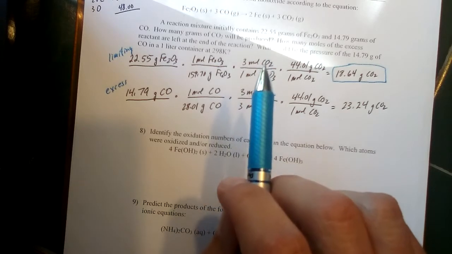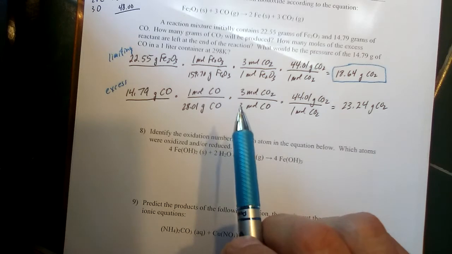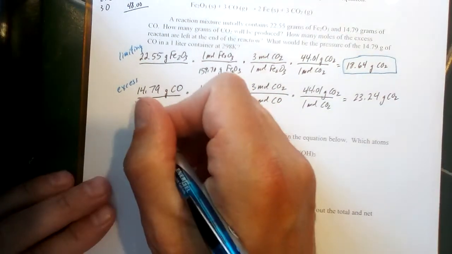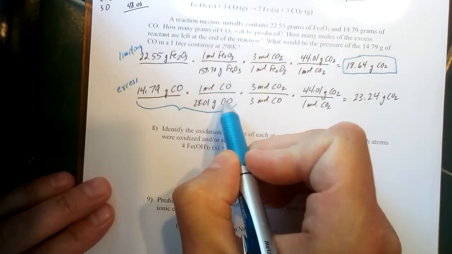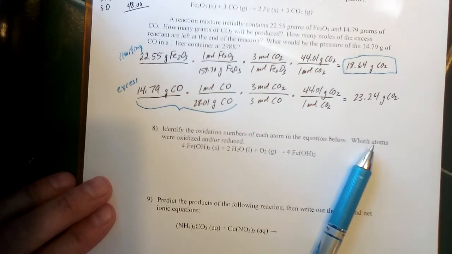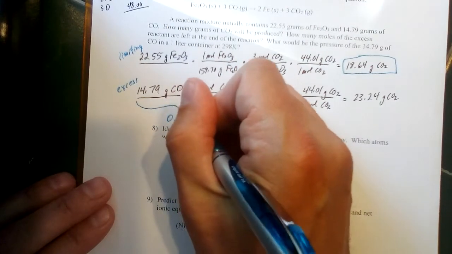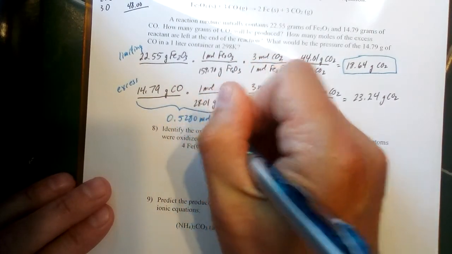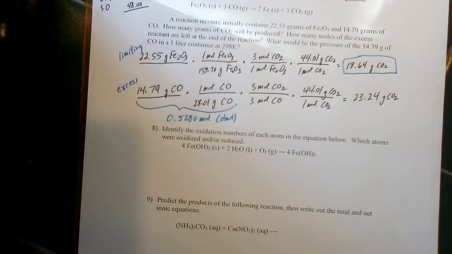We need to figure out how many moles of CO we started with, and then also how many moles of CO we used. So right here at the beginning of the problem, that will allow us to calculate how many moles of CO we started with, because that's the mass of CO and then converting it to moles. So if I just do those two steps, 14.79 divided by 28.01, that is how many moles I started with. So 0.5280 moles, right? And I'll put start in parentheses there just so we keep track of that. That's how much CO we started with.